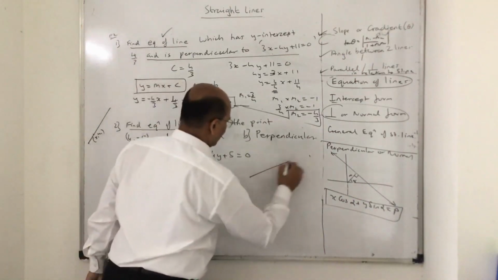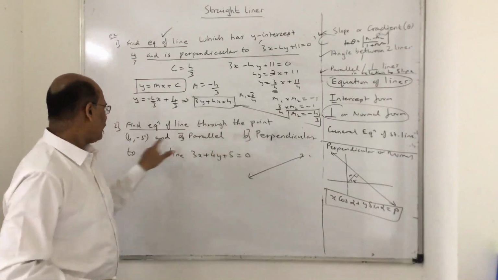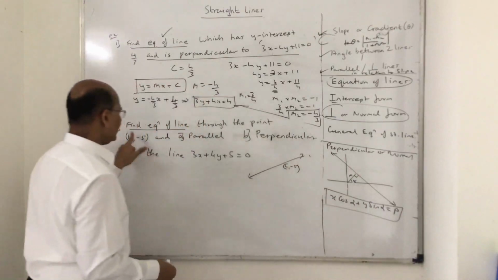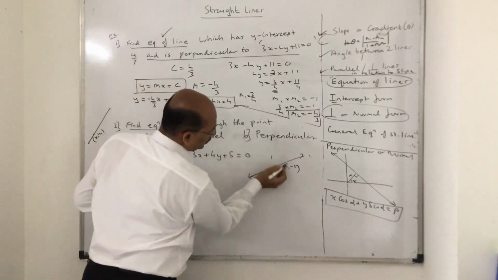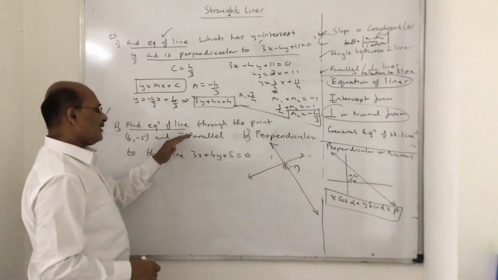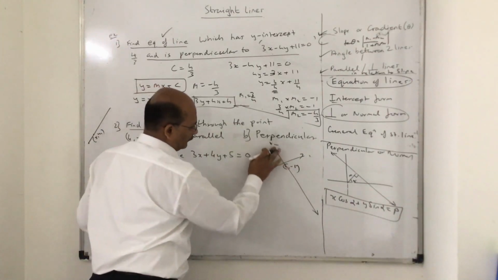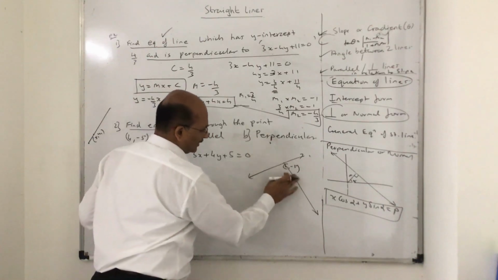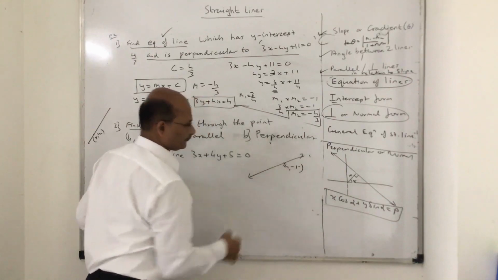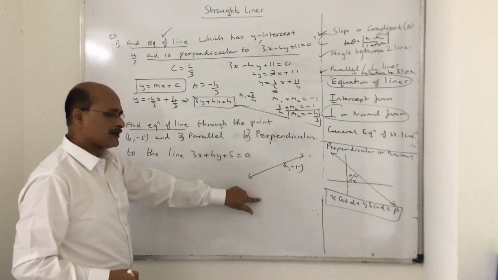Suppose this is the line I am talking about, which I am finding. They are asking to find the equation of a line through the point. So the point lies on the line. Find the equation of line through the point 4, minus 5. So instead of confusing yourself with this particular line, find the equation of the line passing through 4 comma minus 5. Fine. This line is parallel to 3x plus 4y.